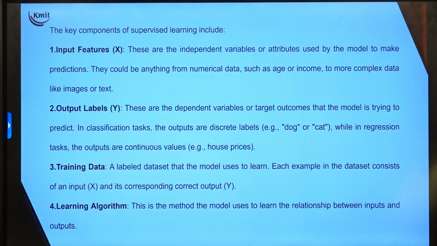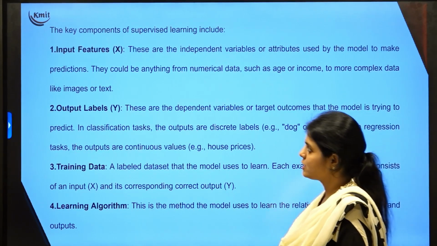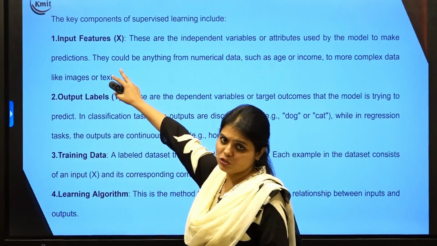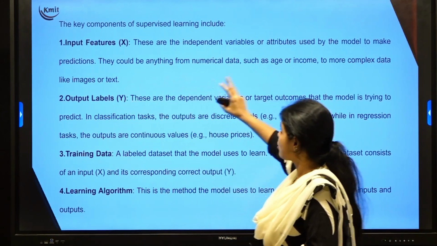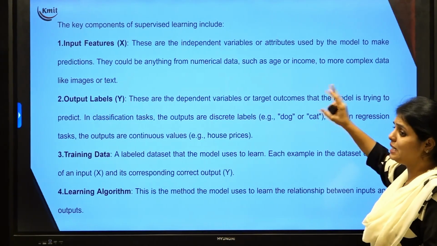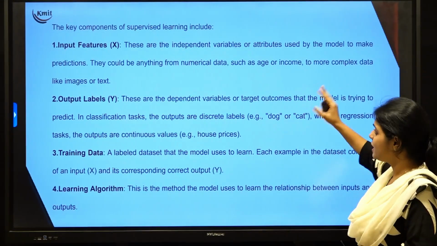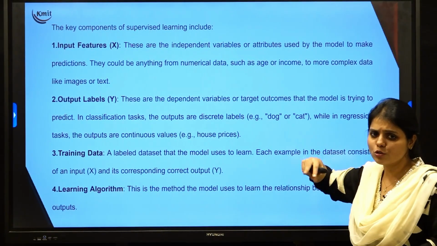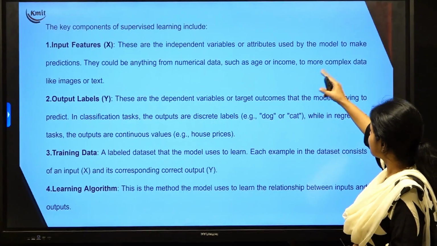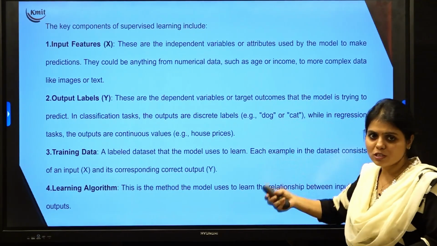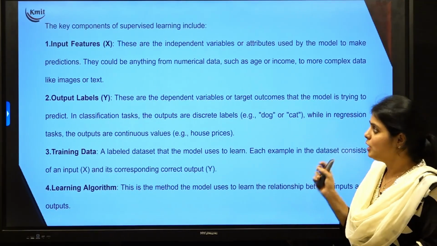Okay, so when we talk about supervised learning, there are 4 important terms that we have to understand. First thing is input features. We label them as X generally. Input features are called independent variables. Independent in the sense that they are input, we know the value, so not dependent. They are the attributes used by the model to make predictions. Using the input values only, we try to make the predictions.